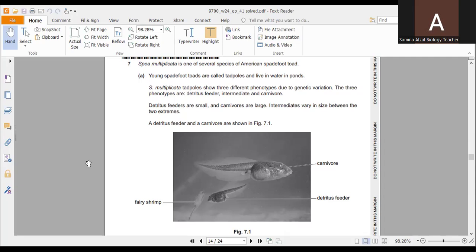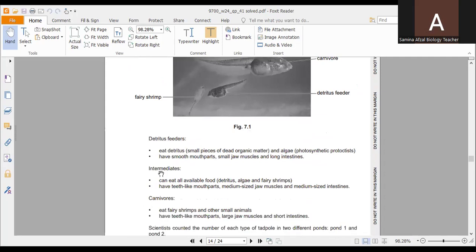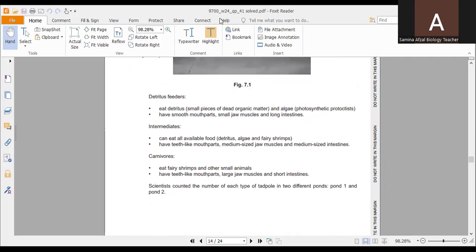A detritus feeder and a carnivore are shown in figure 7.1, and three types of tadpoles are there. Detritus feeders eat detritus, small pieces of dead organic material and algae, and have smooth mouth parts, small jaw muscles, and long intestines. Intermediates can eat all available food and have teeth-like mouth parts, medium-sized jaw muscles, and medium-sized intestines. Carnivores eat fairy shrimps and other small animals, have teeth-like mouth parts, large jaw muscles, and short intestines.